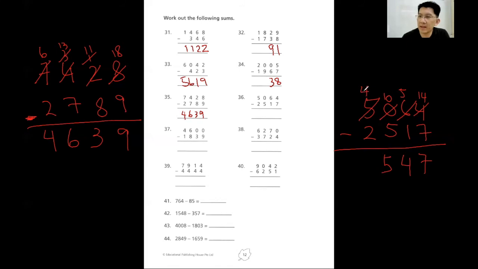Now let's look at the last group. 4 minus 2 is 2. So the answer to number 36 is 2,547. All right. So we have to be very careful in doing these questions.